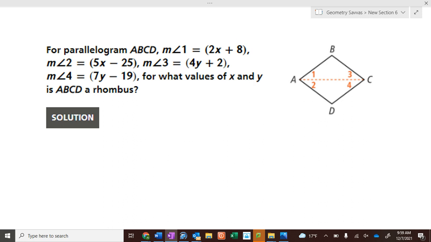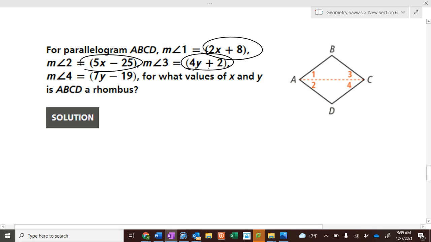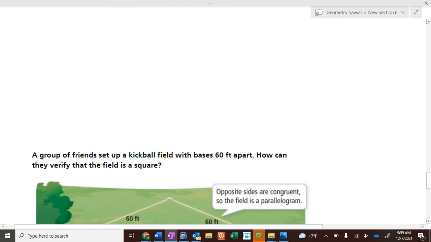This one, what would you do with 1 and 2? Set them equal to each other. 3 and 4, set them equal to each other. I think we can do that.